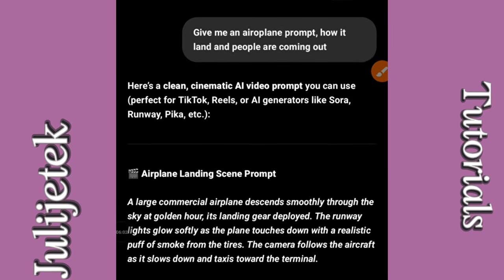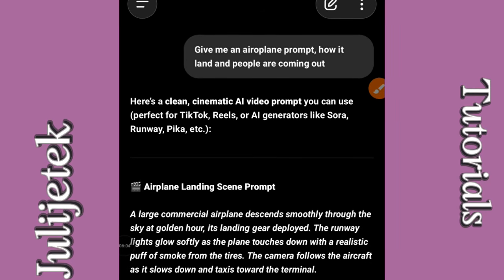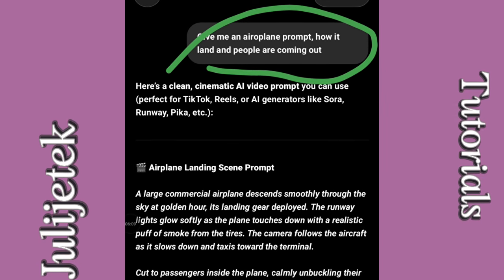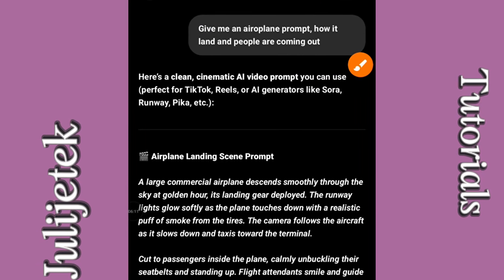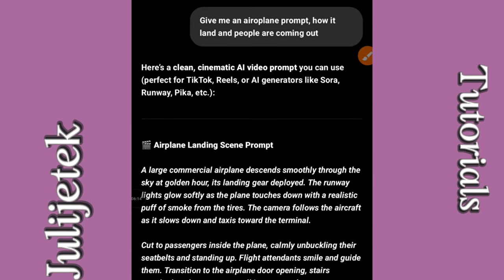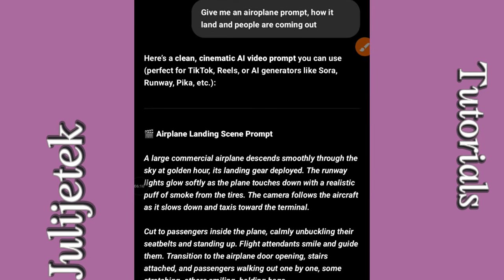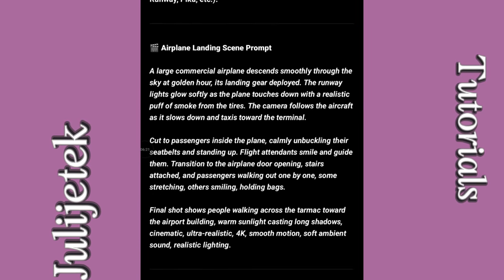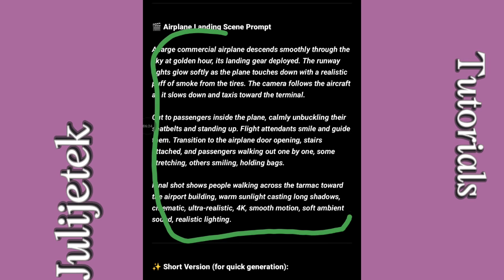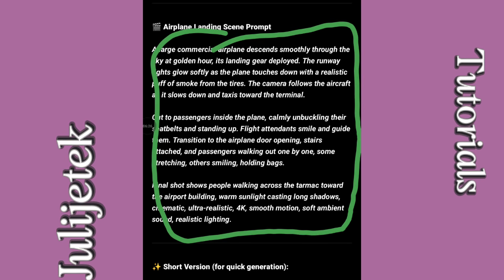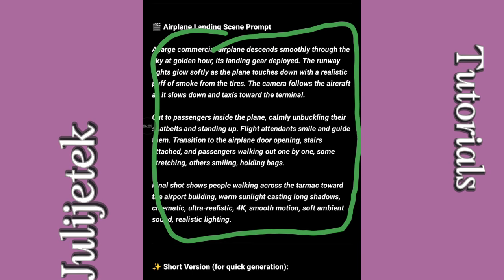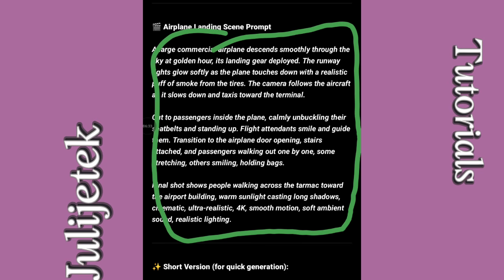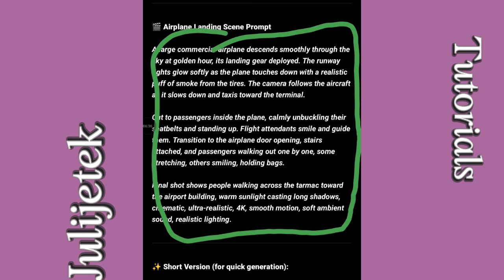Alright, I typed in this idea here for ChatGPT. Look at what I said. Give me an aeroplane prompt, how it lands and people are coming out. Just that. And then the AI gave me the prompt about an aeroplane. Look at it here. If you read through, you can pause the video and read it through. We are not going to read it with you. Please pause the video and read it through and understand it so that you know what Dreamina AI is going to bring for us.